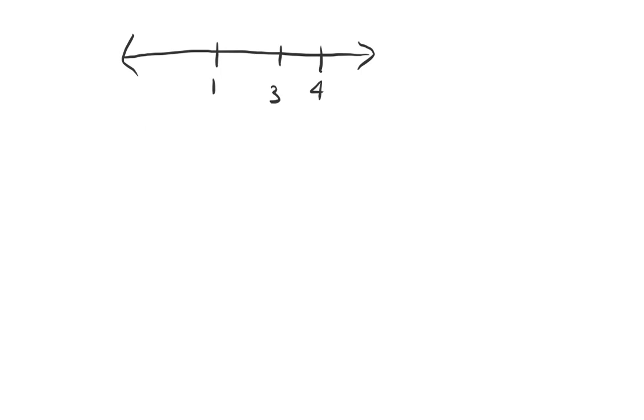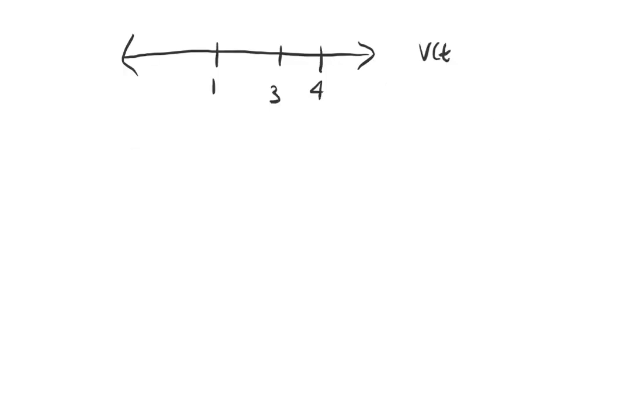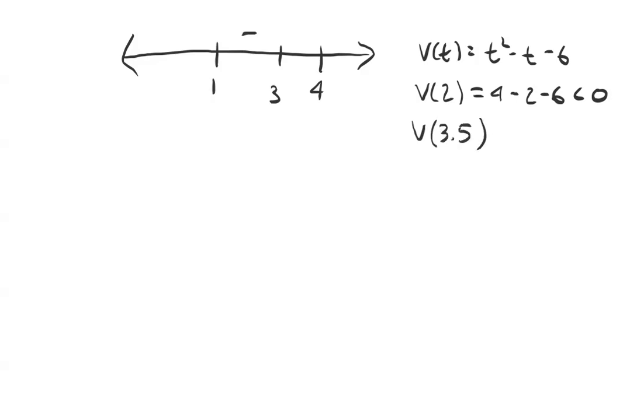So if I look back at my function, let me bring it over here. We have v of t is equal to t squared minus t minus 6. I need to figure out if it's positive or negative between 1 and 3, so I can pick any point I want between 1 and 3. If I do 2, I get 4 minus 2 minus 6, and this is less than 0. So I know my function is negative here. I can do the same thing for a point between 3 and 4, and this is a little harder, but there are some tricks you can use. You're going to figure out this is positive here.